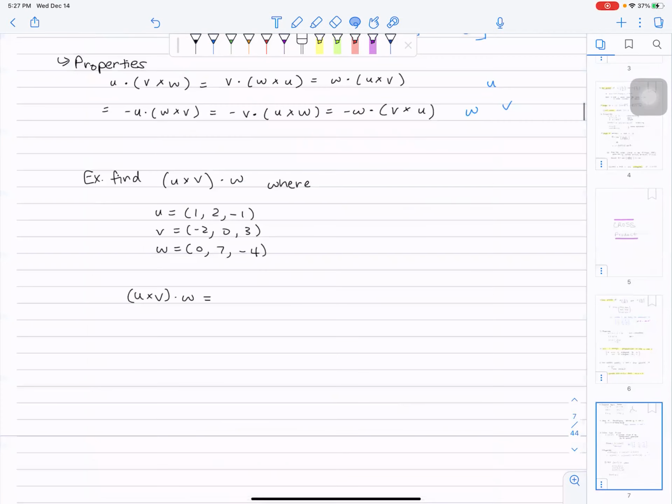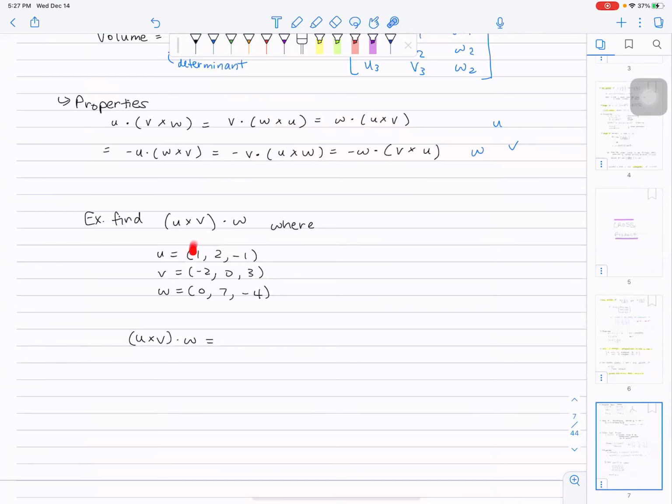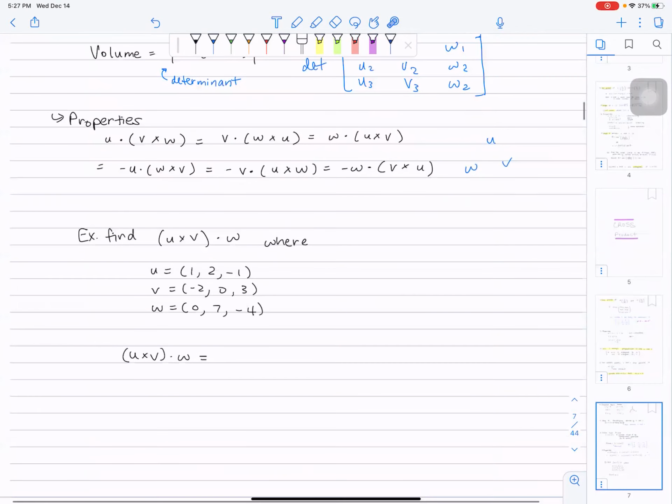Okay, so for example, if we have u equals this vector, v equals this vector, and w equals this vector, how can we find the scalar triple product? Well, I can write each vector as a column. So 1, 2, -1, -2, 0, 3, 0, 7, -4. How do I do the determinant?